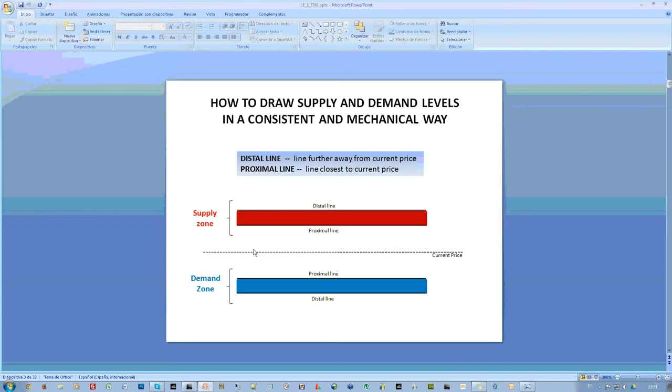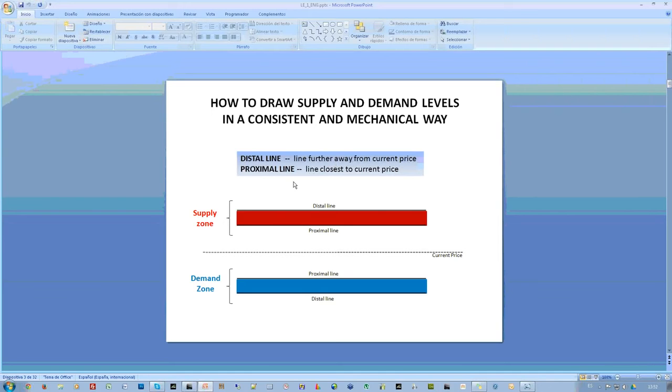If this is the current price for a given forex pair or any other instrument, the proximal line is the lowest part of the rectangle, the closest to current price. It is always the same. For a demand level it will be here, for a supply level it will be here. And then we have the distal line, which is the line farther away from current price, which is the high of the rectangle for a supply zone and the low of the rectangle for a demand zone. So knowing that, I will show you how to draw these levels in a consistent mechanical way on the charts.